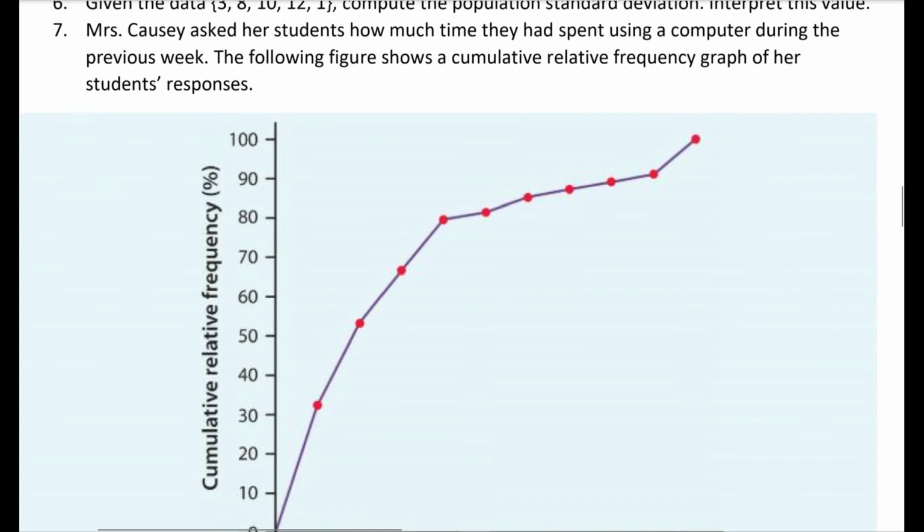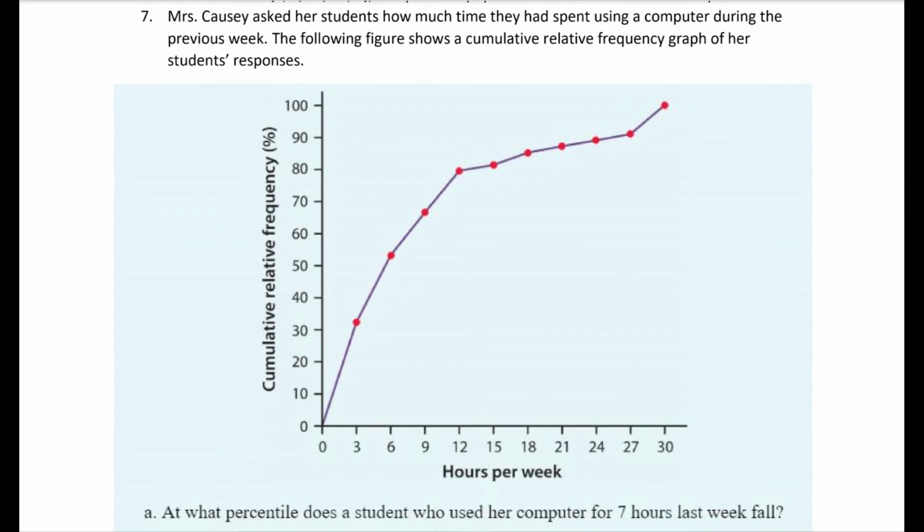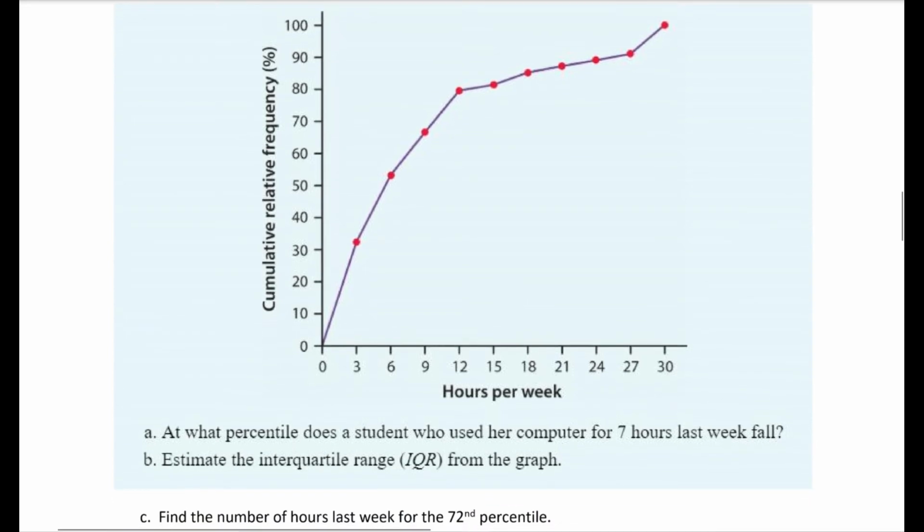So number 7, Mrs. Causey asked her students how much time they had spent using a computer during the previous week. The following figure shows a cumulative relative frequency graph of her students' responses. Then they want the percentile. At what percentile does a student who used her computer for 7 hours last week fall? So we're looking at 7 hours.